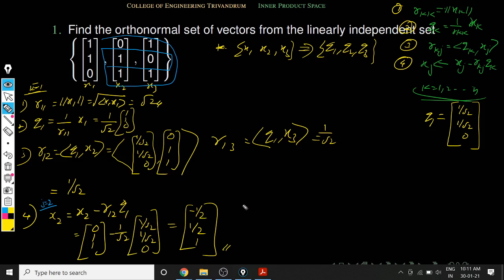Similarly, we have to evaluate x3. What is x3? You work it out yourselves. What is the formula for the new x3? Here we are going to replace x2 by this quantity. Similarly, we have to replace this x3. Xj is replaced by xj minus rkj into qk. So here k equal to 1 and j equal to 3.